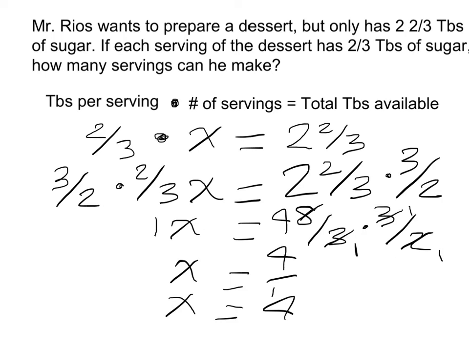And then you would finish out by writing a sentence. The question was, if each serving of the dessert has 2/3 tablespoons of sugar, how many servings can he make? So you would answer something like, Mr. Rios can make 4 servings.